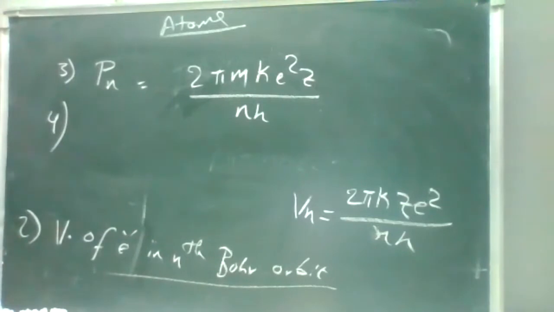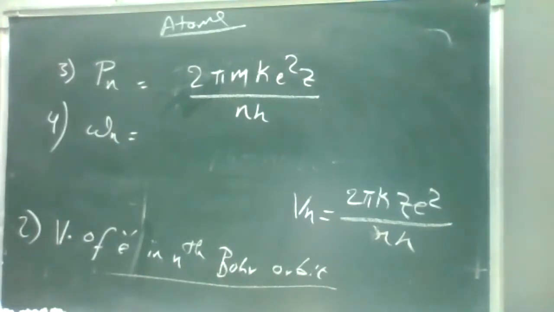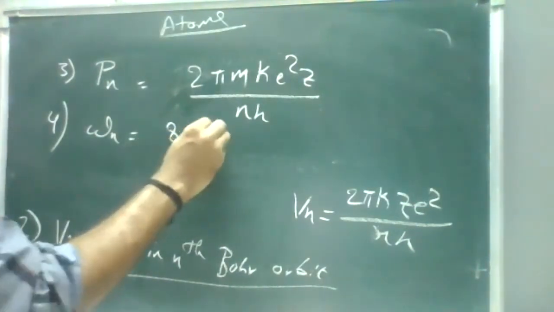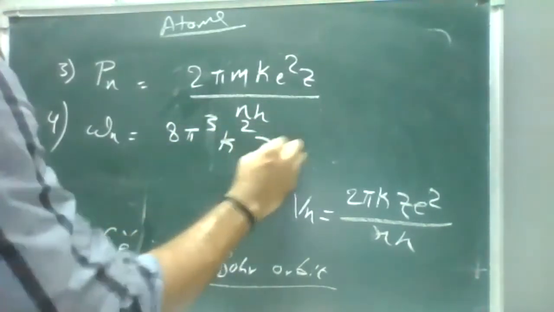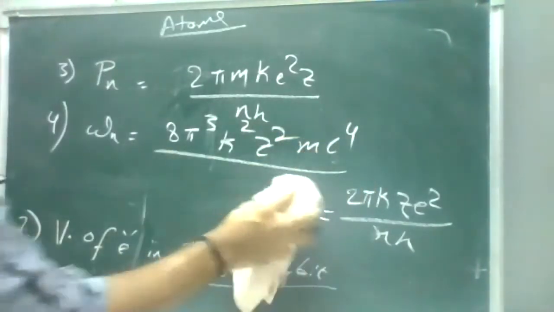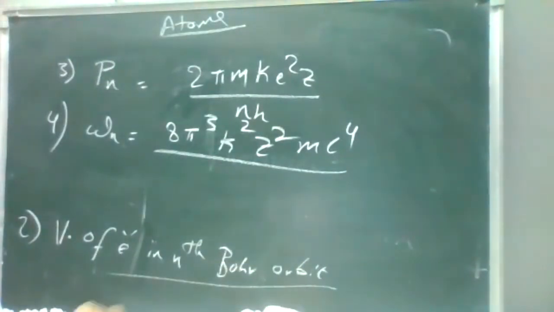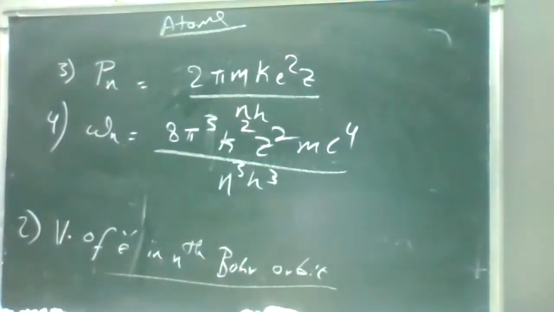Fourth one, angular velocity of electron, is omega n. So omega n equal to 8 pi cube k square z square m e power 4 by n cube h cube. So it is your angular velocity.